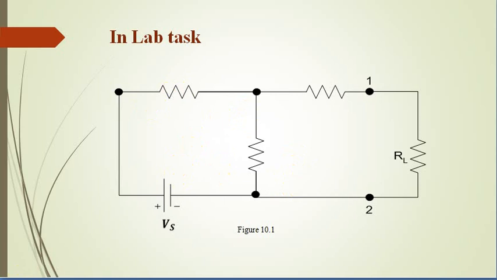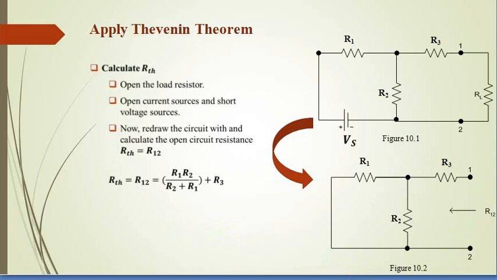First you are supposed to calculate all the circuit parameters by solving with the Thevenin theorem and the Norton theorem, and then you are supposed to implement the equivalent circuits in your software, simulate them, and find the circuit parameters. Okay, here is your in-lab task.